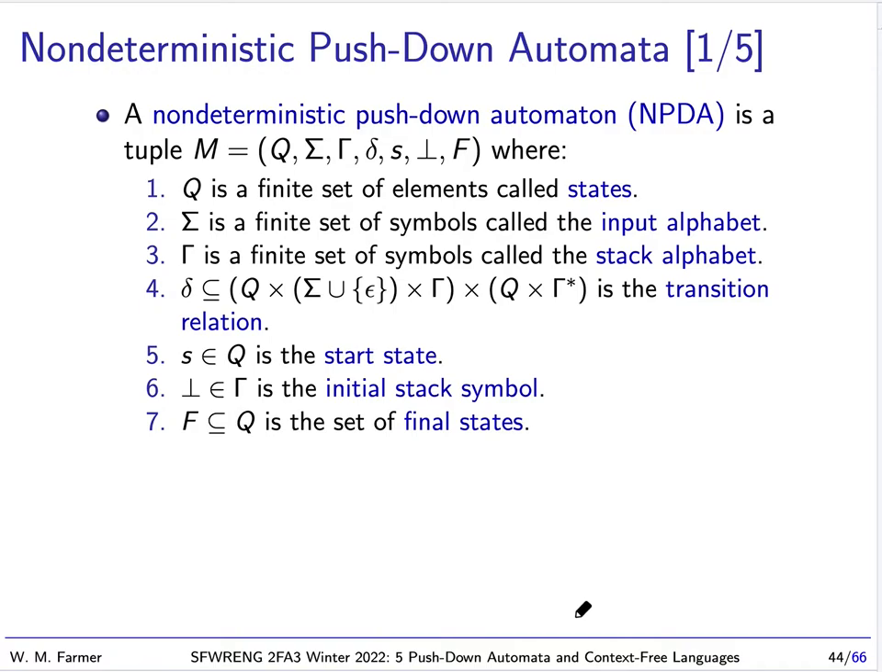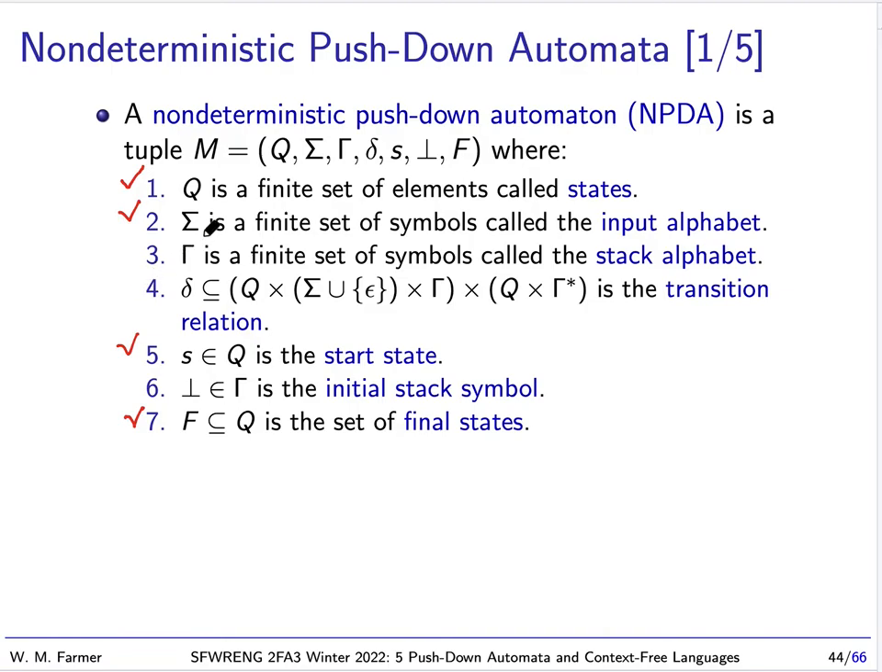Okay, so now we can define a non-deterministic automata mathematically. It is this long tuple. It's similar to an NFA or a DFA, but it has more structure. So it has a finite set of elements called states. That's the same. It also has a finite set of symbols called the input alphabet. That's the same. It has a finite set of final states. It has a start state.